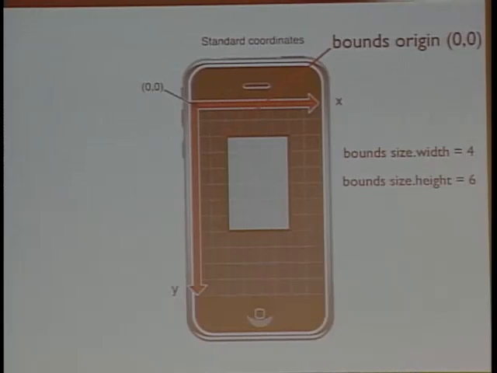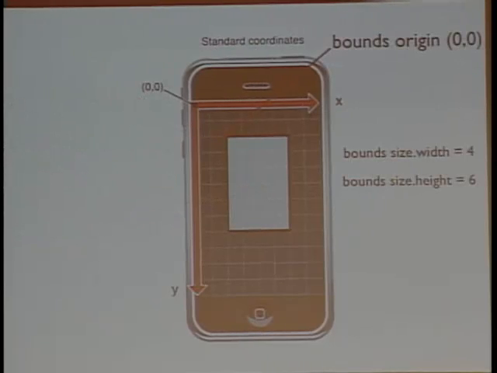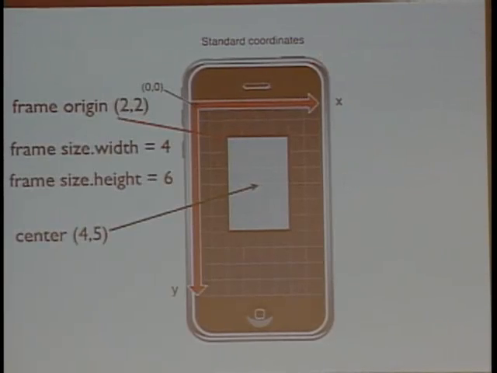So the width and height of the frame in this case is the same as the bounds width and height. So those match up. The only thing that's different is that the frame origin is 2, 2, and the bounds origin is 0. So basically, when we drew the view inside the window, we positioned it at some location. The drawing of this rectangle was relative to the window, its parent.